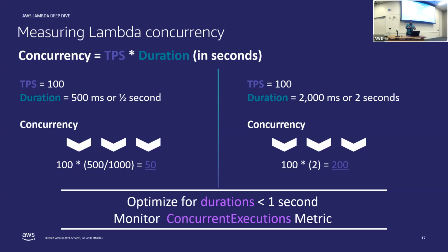So the bottom line is you optimize to make sure the duration is less than a second, and you start monitoring the concurrent executions. And that's where the best practices come into the picture, like making sure the initialization of the clients, if you're talking to DynamoDB or Secrets Manager or SSM Parameter Store, is outside your handler function so that you initialize it only once and you don't do that every time the handler function is invoked.